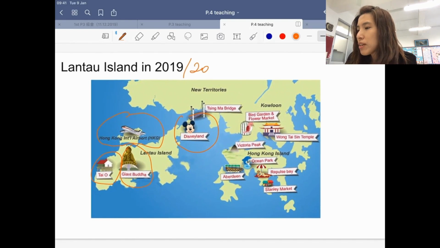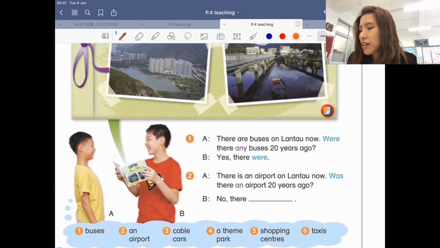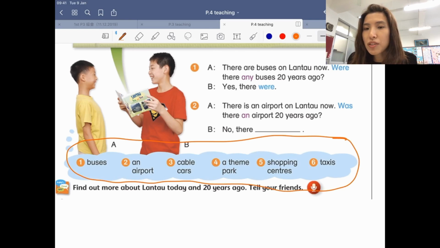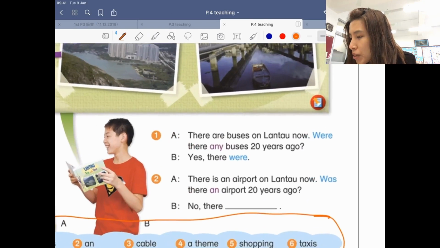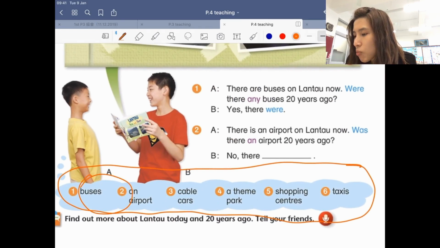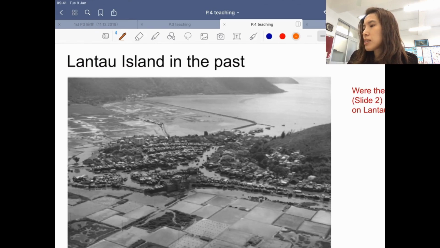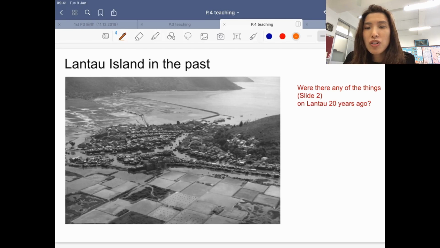So in practice 1, what are the questions they want to ask and answer? They want to know about these facilities or things. Maybe there were some 20 years ago, but how about nowadays? So let's take a look. The example would be the first one, it's buses. The second one, it's airport. How are we going to answer these questions? All right. Wow. So this was Lantau in the past. Do you think all the other things that we mentioned were on Lantau 20 years ago?